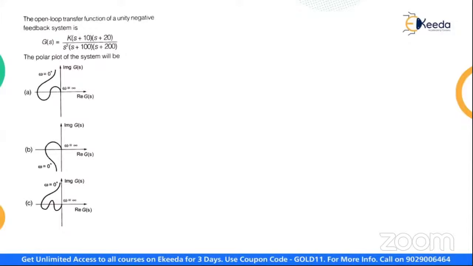Now next, the open loop transfer function of a unity negative feedback system is G of s equal to K into (s plus 10) into (s plus 20) upon s cube into (s plus 100) into (s plus 200). The polar plot of the system will be, they are asking what is the polar plot of the system if the transfer function given is this one. Let us solve this question.